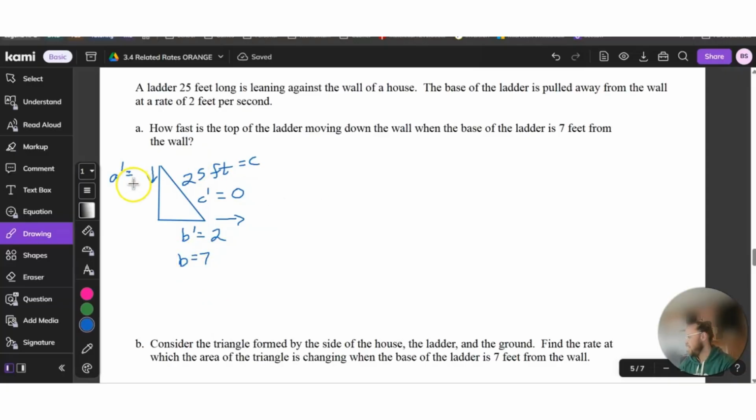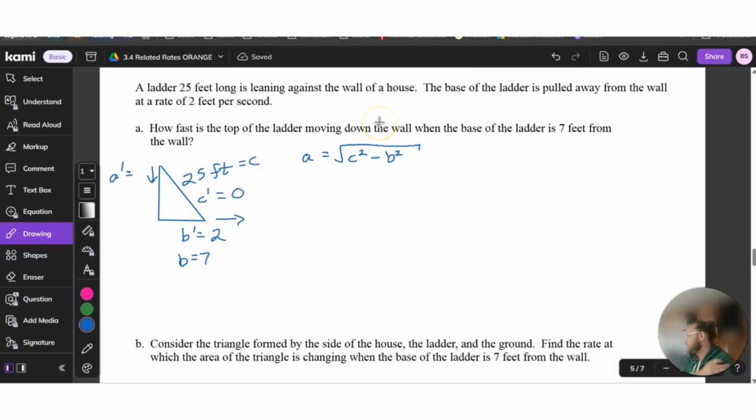So if I need to work with A, I have to find A. Do I have a fancy little triangle trick that I could use to find A? Pythagoras. So A is equal to the square root of C squared minus B squared. Remember how we did that on the first page?